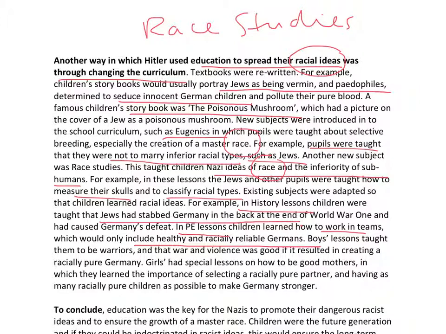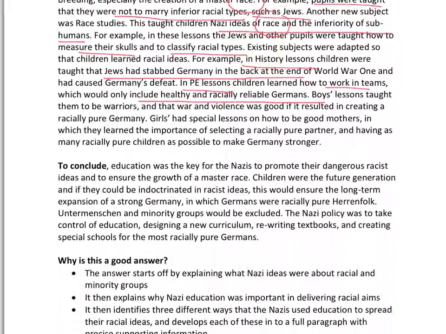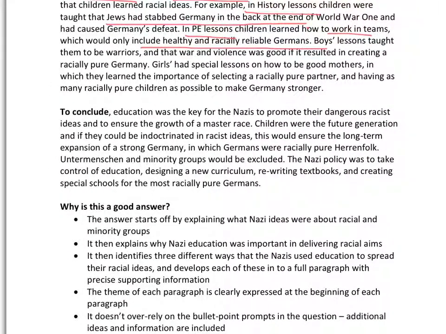Okay, the issue of race, and that's where many candidates lost marks, because they would simply describe what education was like rather than linking it to the question. And then a conclusion, which pulls it all together. I mean, pretty much read as it is.